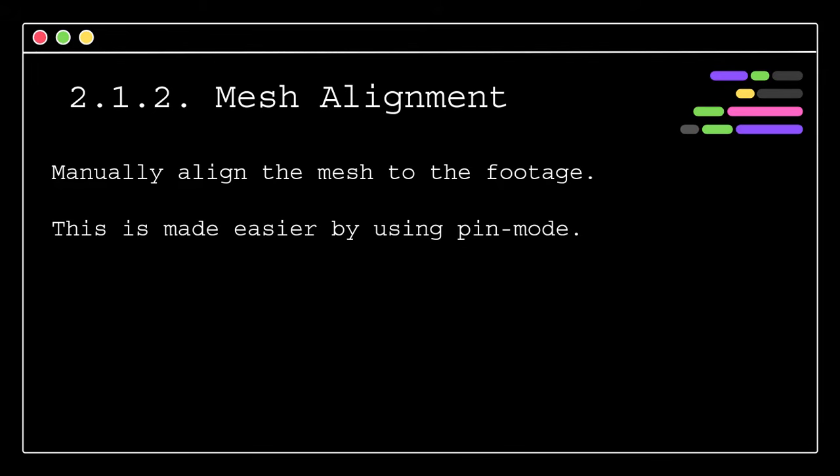Now that we have analyzed the video, our next step is to align the mesh to match the object in the footage. This can be a bit tricky, but Polychase includes a bin mode that helps you stick points of the mesh to specific locations, which makes alignment much easier. This also depends on the accuracy of the model and the estimated focal length and intrinsics of the camera.